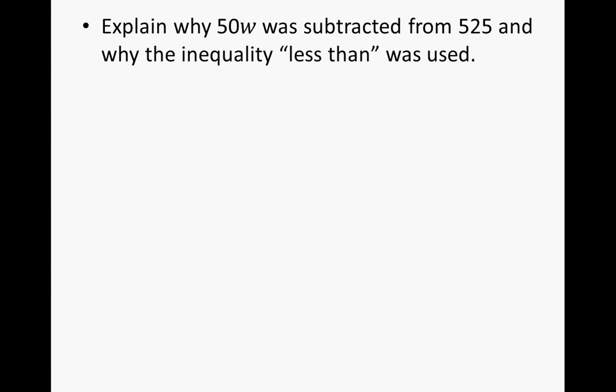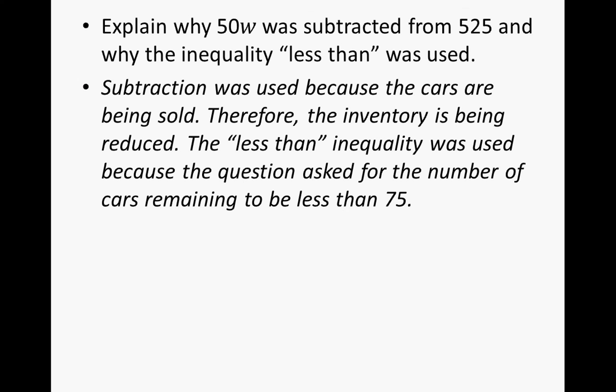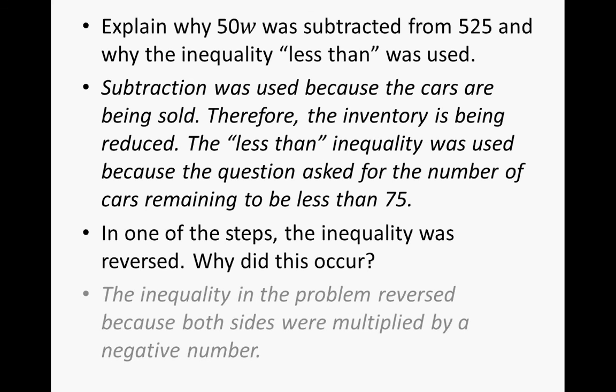So explain why 50W was subtracted from 525 and why the inequality less than was used. Well, subtraction is used because the cars are being sold. Therefore, the inventory is being reduced. The less than inequality was used because the question asked for the number of cars remaining to be less than 75. In one of these steps, the inequality was reversed. Why did this occur? Well, the inequality in the problem reversed because both sides were multiplied by a negative number.